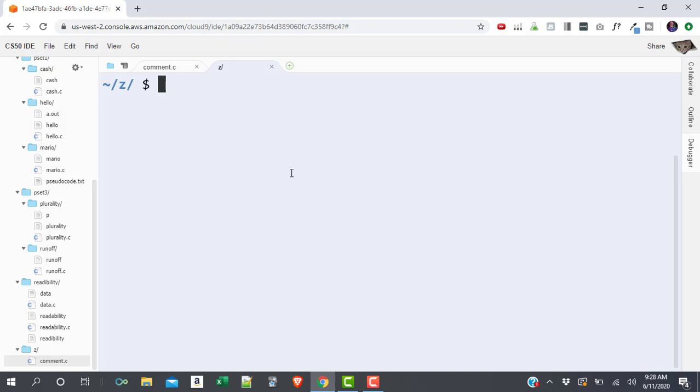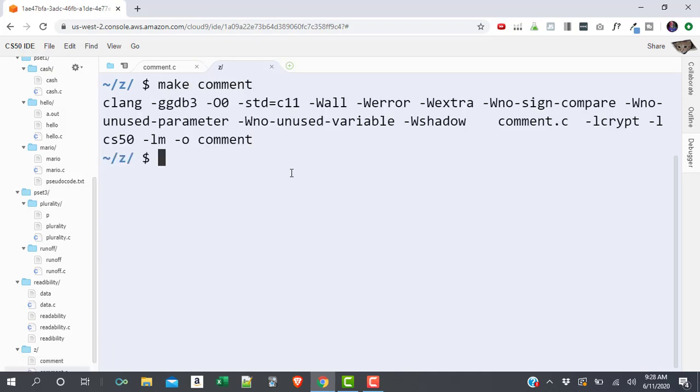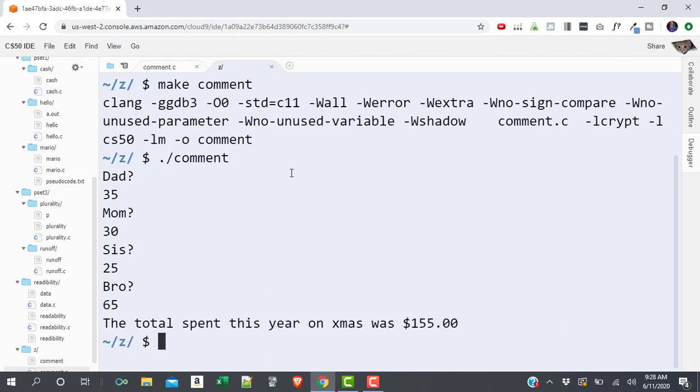Let's compile and see what we have. It compiled correctly. Let's see what we got. Dad, let's say we spend 35 bucks on him. Mom, we'll say we spend 30 on her. Sister, well, maybe we cheaped out on her a little. We'll spend 25. And our big bro, we'll spend the most on him. We'll say 65. Total we spent this year on Christmas was $155.